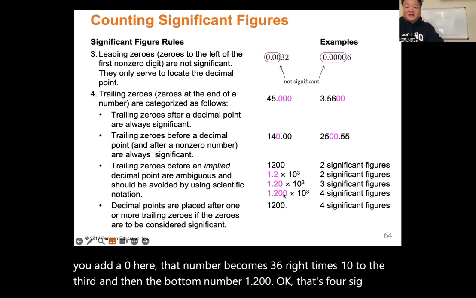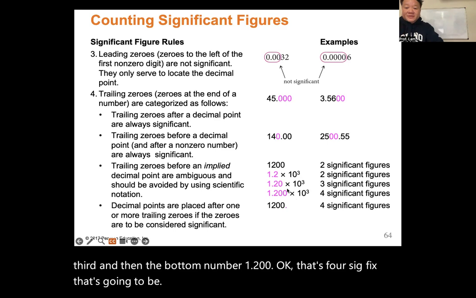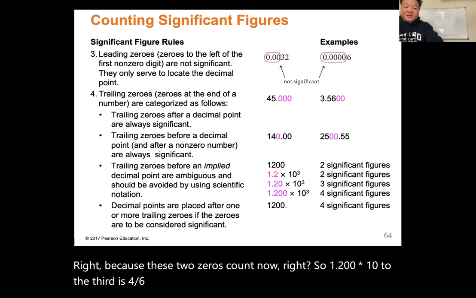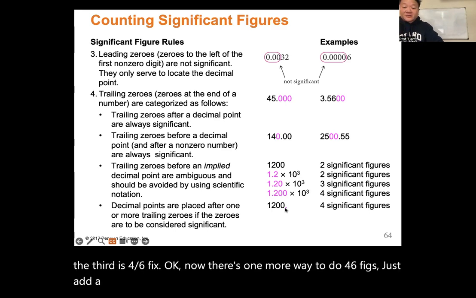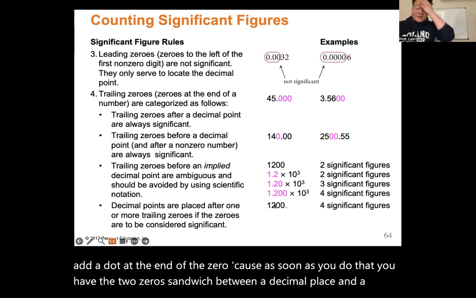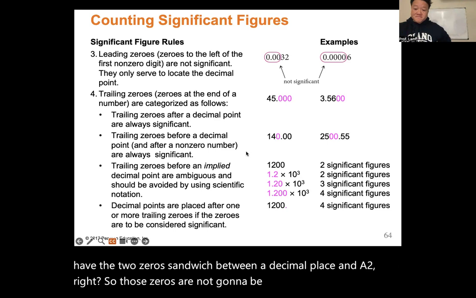Right, because these 2 zeros count now, right? So 1.200 times 10 to the third is 4 sig figs, okay? Now, there's one more way to do 4 sig figs. Just add a dot at the end of the 1200. Because as soon as you do that, you have the 2 zeros sandwiched between a decimal place and a 2, right? So those zeros are going to be significant, okay?